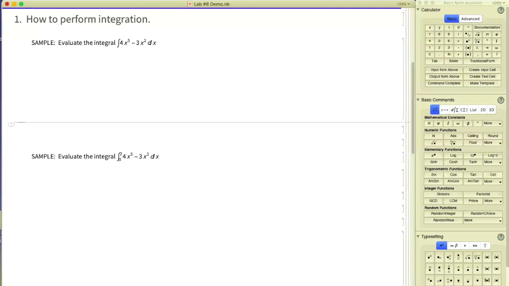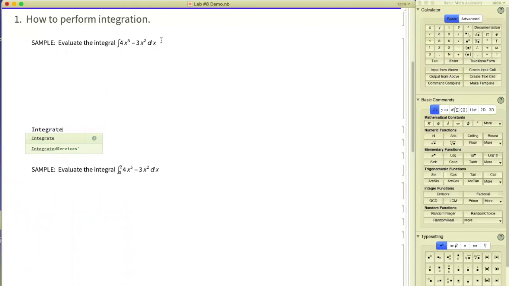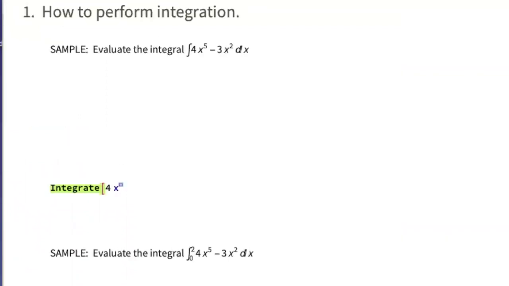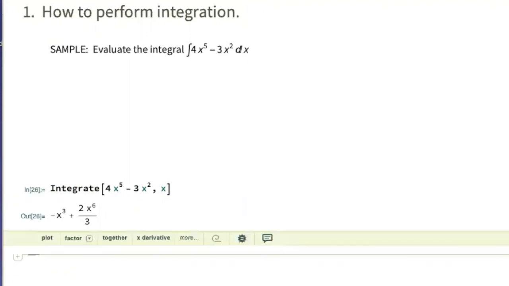There are two ways you can enter integrals into Mathematica. One of them is to use the Integrate command. Inside the square brackets, you type in the function you want to integrate. Nothing unusual there. And then you put a comma and put the variable that you are integrating with respect to. And if I hit Shift Enter, that's the function whose derivative would give me my original function.